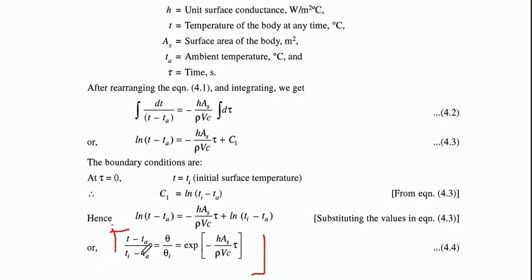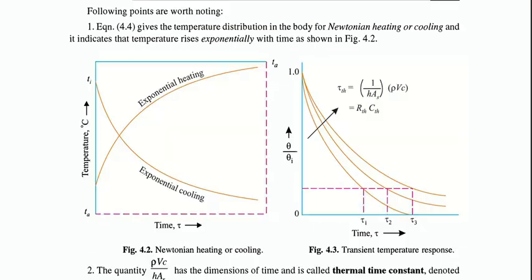So the actual equation is simply (T minus Ta) divided by (Ti minus Ta) equals e raised to minus hAs tau by rho V c. Rho V into C, where C is the specific heat. So this is the equation according to lumped analysis.